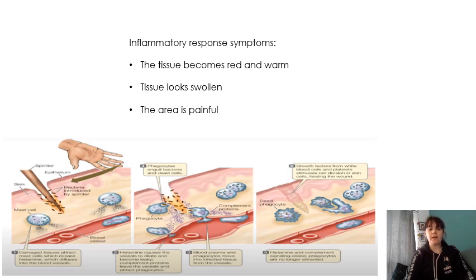Inflammation is one of the second lines of defence, and it's vital because it isolates the affected area, preventing damage from spreading and encourages healing.